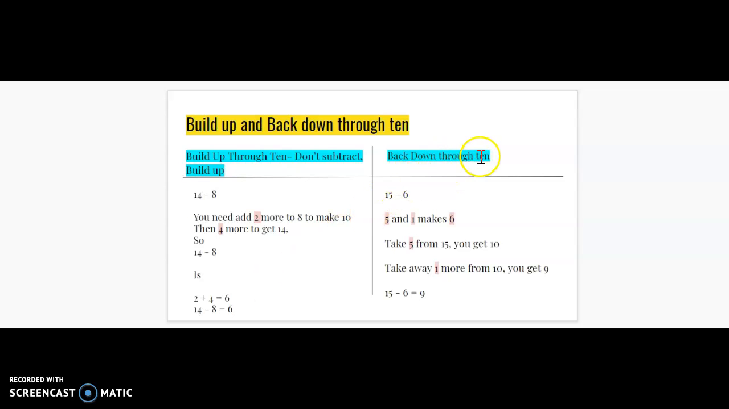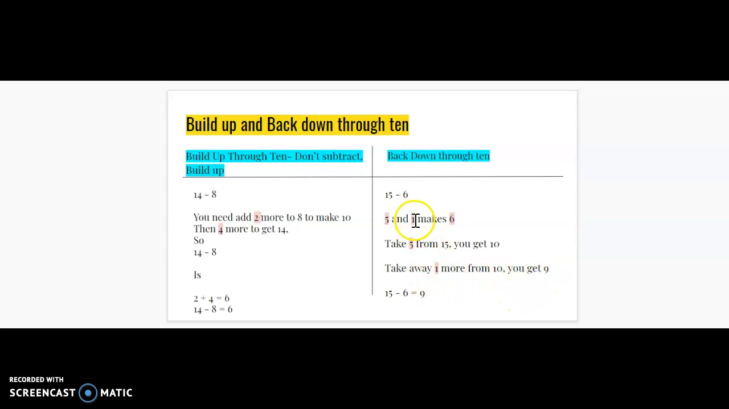All right, so now we're going to back down through 10. So this is 15 minus 6. And so I'm thinking about the number 6 here, and I'm going to break the number 6 apart. And I'm thinking, okay, 5 and 1 make 6. And so then I'm going to take my 5 out of this 15 so I can get a 10. If I take 1 out of this 10 that I created, I get a 9.